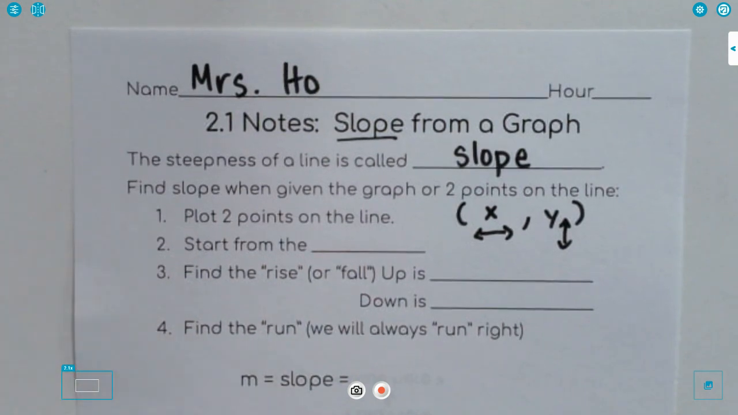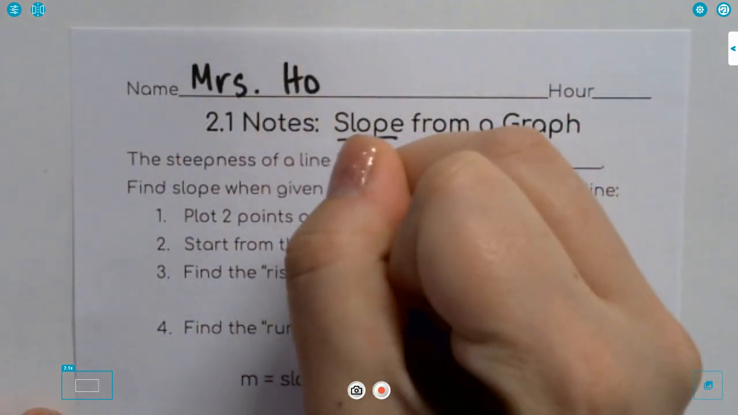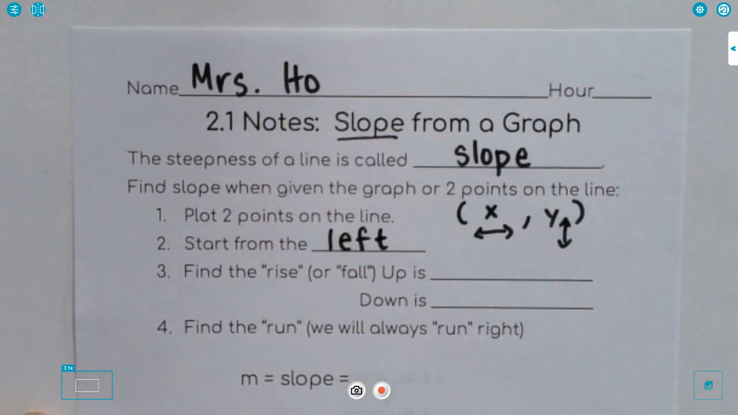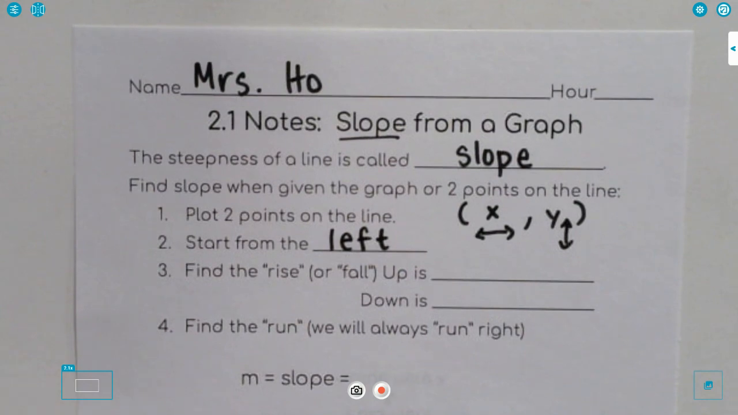Once you get your ordered pairs graphed, and connect them into a line, we are then ready to find the slope. And sometimes they'll just already be graphed for you. So when we are finding a slope, we are always going to start from the left. We need to pick a direction so we are all going in the same common direction, or else positives and negatives get really confusing. So always start from the left side. Just like we read from left to right, we're reading slopes from left to right.